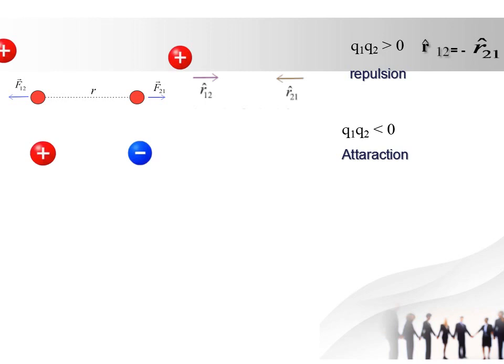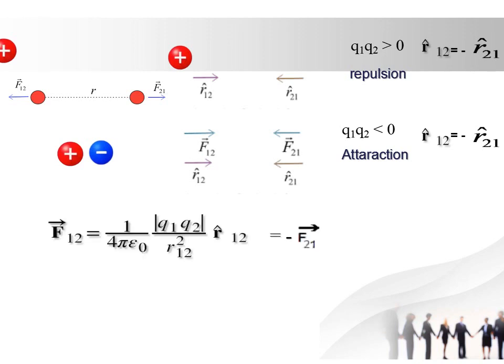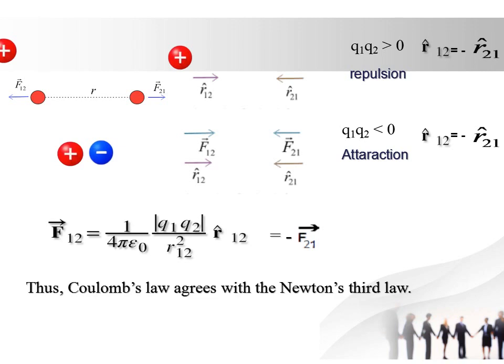If there is a positive and a negative charge, then Q1 Q2 is less than 0, so attraction occurs. And R12 cap is equal to minus R21 cap because the direction of the forces is also opposite. So F12 is equal to minus F21. Thus Coulomb's law agrees with Newton's third law.